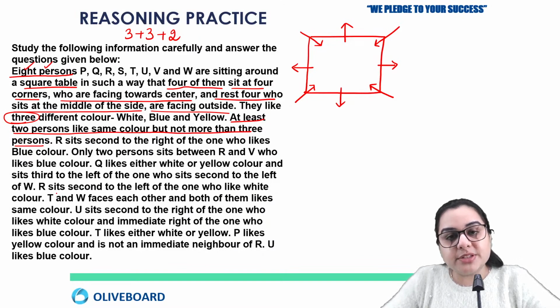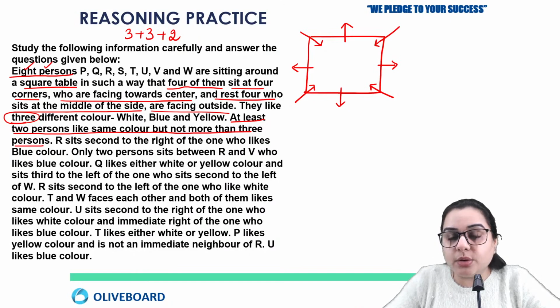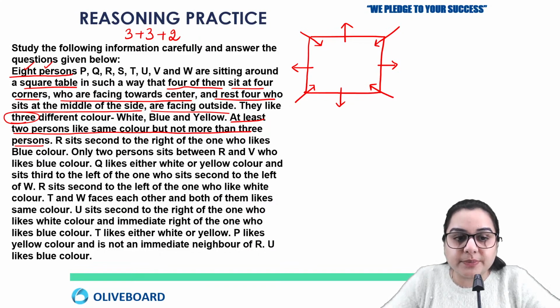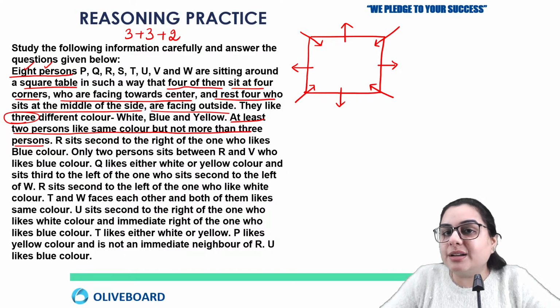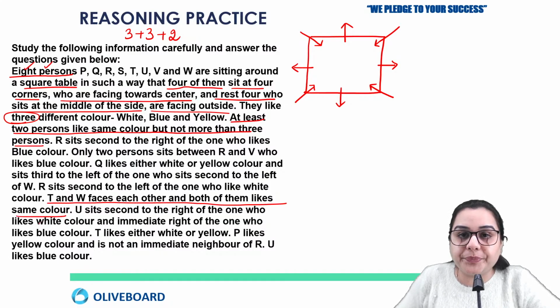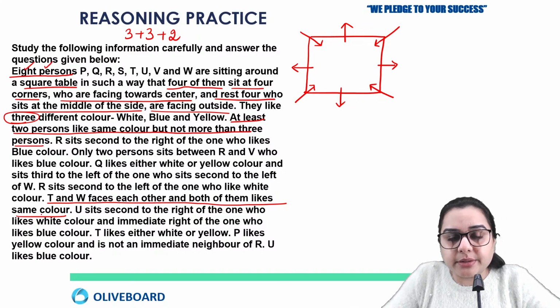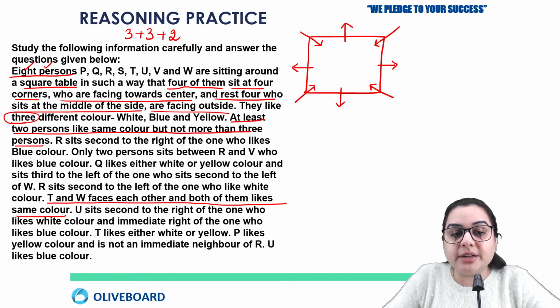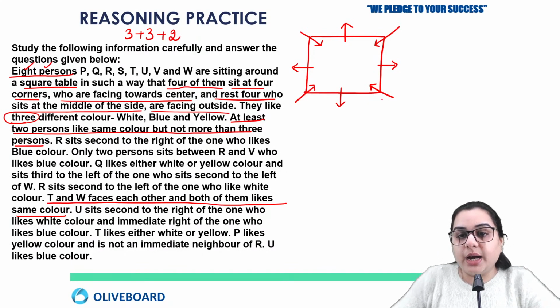Okay, so now the first information that we could use here is that line we are going to pick first, because either he is going to tell you that this person is sitting at the corner or not at the corner, or he is going to give you the facing of a person, right? Then we are going to pick that line first. And that kind of information is here: T and W face each other and both of them like the same color. Now, color we cannot recognize here, but what we understand is that if T and W face each other, it means T and W should be sitting at the corner of the table. Okay, so I am going to write T and W at the corner of the table.